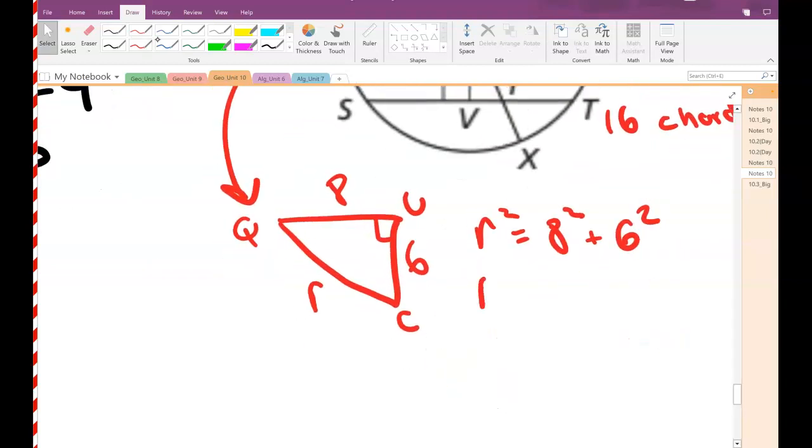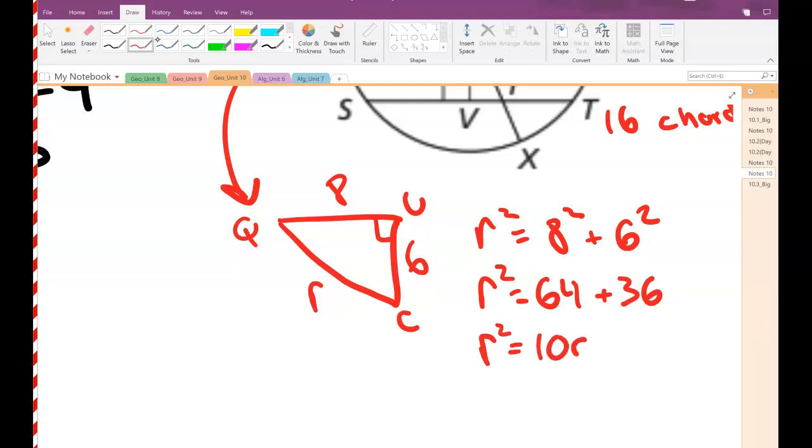So then R squared is equal to 64 plus 36. Which when we add those together, you'd get 100. So R squared is equal to 100. And take the square root of both sides. So R is equal to 10. So we found our radius by making a right triangle.